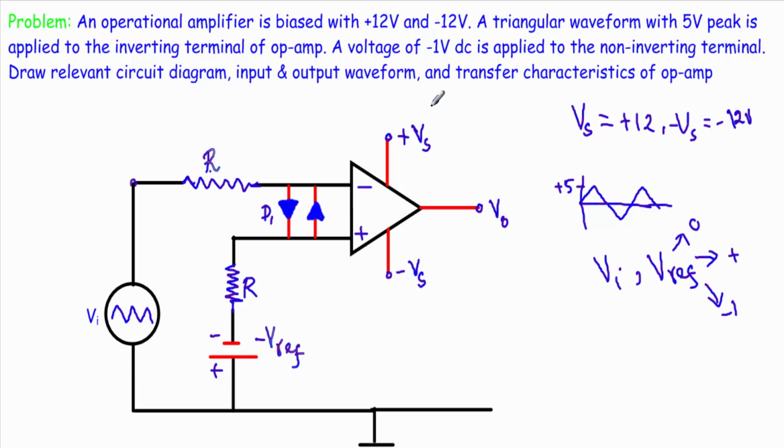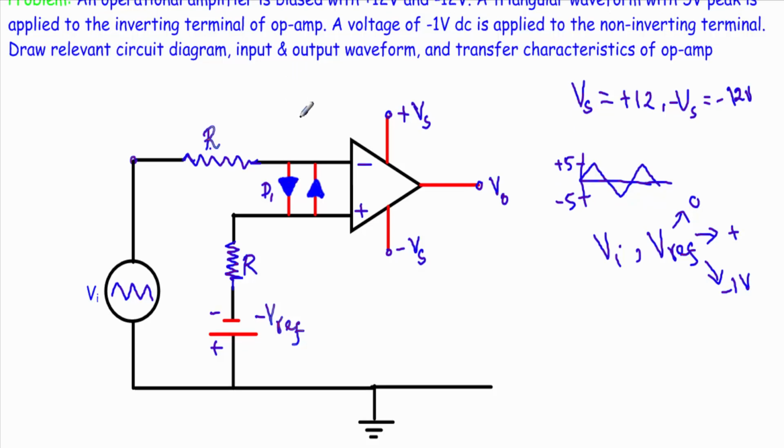Okay, now let me draw the relevant circuit diagram. Here the input voltage is this triangular waveform with peaks plus 5 and minus 5, and the reference voltage is minus 1 volt. That means this problem is dealing with the inverting case. See, the input voltage is applied to the inverting terminal, so the circuit will form an inverting negative level detector circuit, and that circuit will look like this.